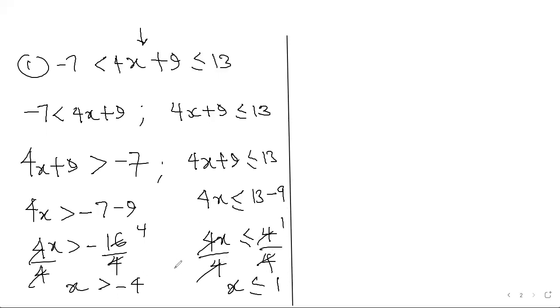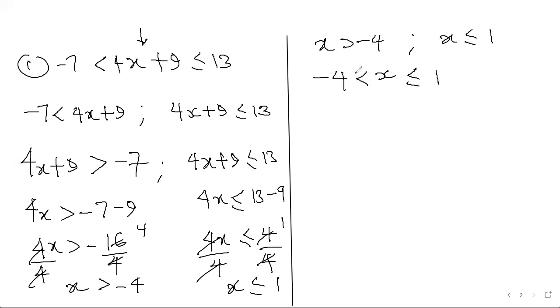So I have the solution. I can combine the solution in inequality form, and I can also show it on the number line. So how do I combine it in inequality form? If x is greater than minus 4, that's the first part, and x less than or equal to 1. Then I can write this as minus 4 is less than x. If x is greater than minus 4, it means minus 4 will be smaller than x. Then I can combine it with this, less than or equal to 1.